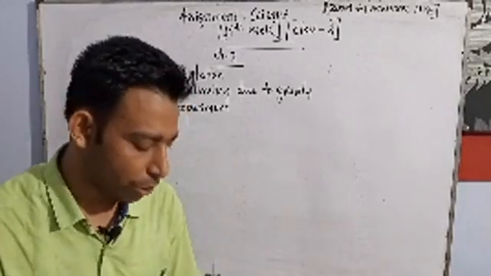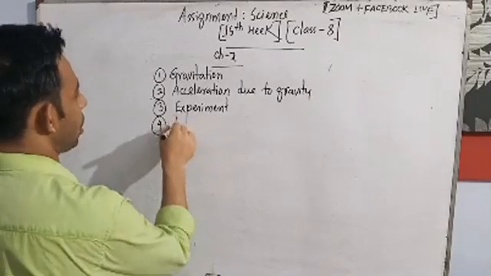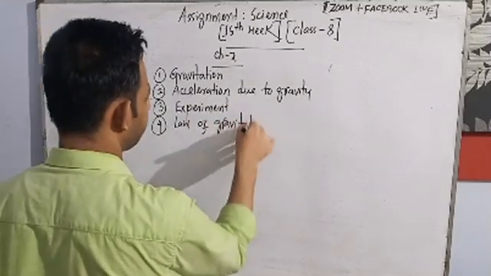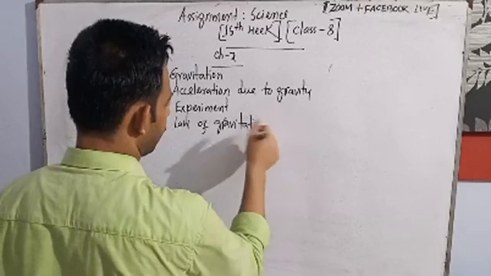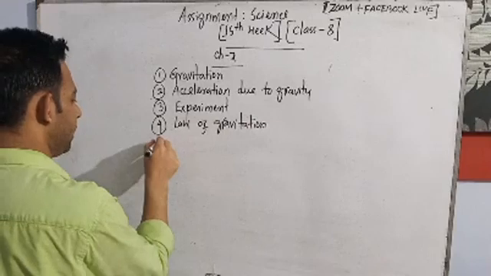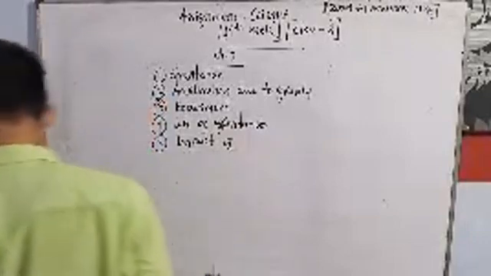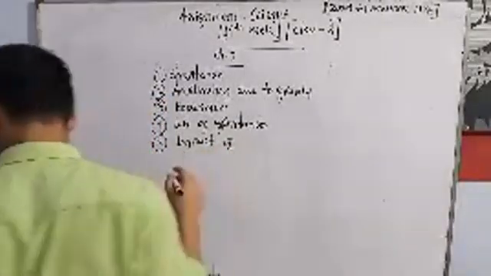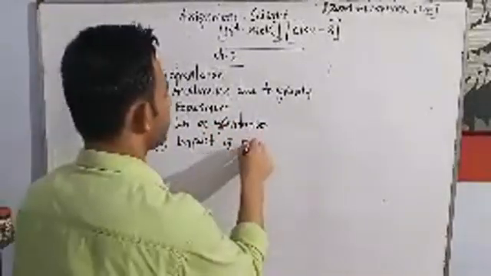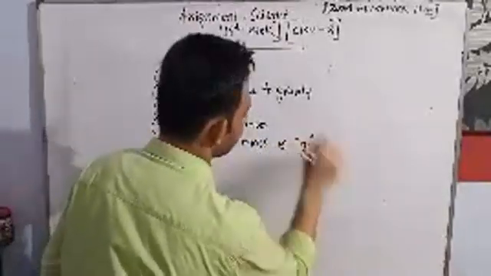Very interesting. So what should we do? We will follow this procedure: law of gravitation, and finally the impact of mass, okay, I will just take the question here. Impact of mass, and acceleration due to gravity.